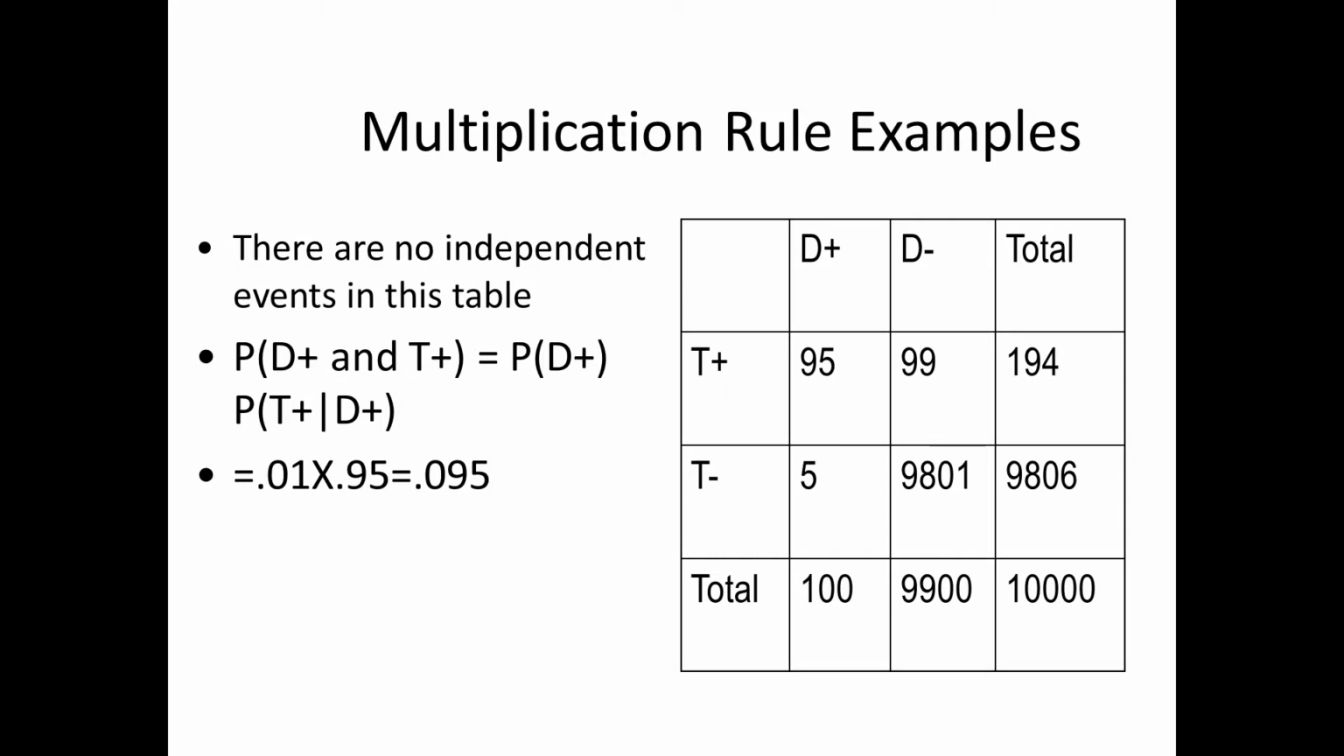Here's a simple example of the multiplication rule, where we're looking at the probability that someone is disease positive and they test positive. So I have translated the rule and basically said that's the probability that you're disease positive, looking at the table, that's 100 out of 10,000, or 0.01, times that conditional probability that you test positive given that you had the disease.